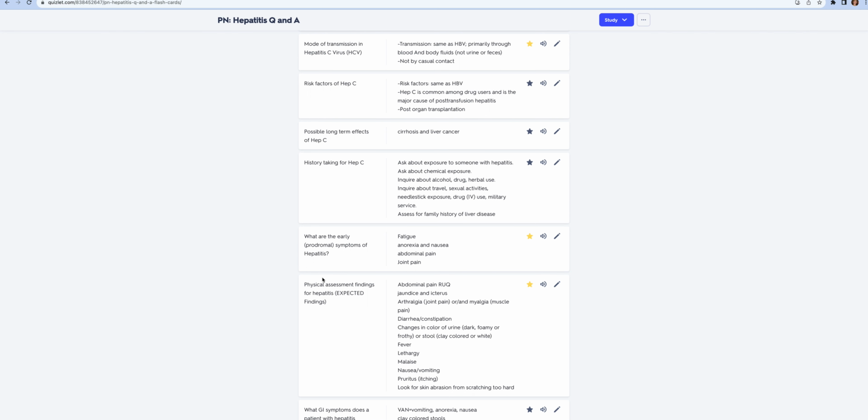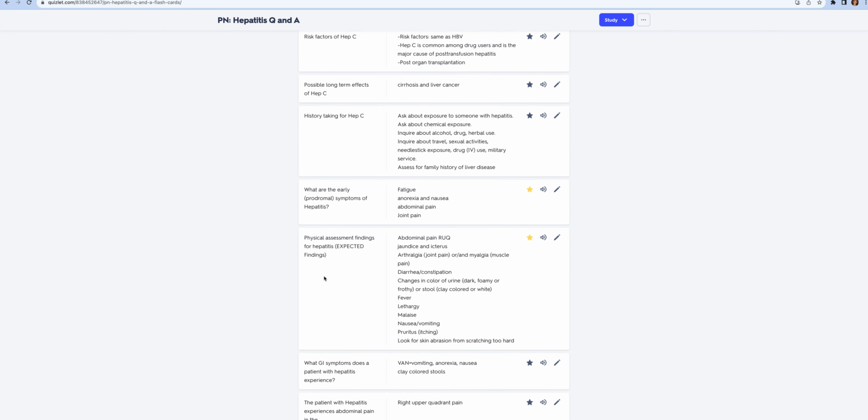Now, there are early symptoms, we call those prodromal symptoms of hepatitis. Now, the good thing about hepatitis is A, B, and C all have the same signs and symptoms, okay? So you just have to know the little difference between the transmission for each one. So the prodromal symptoms include fatigue, anorexia, nausea, abdominal pain in the right upper quadrant usually, and joint pain. So kind of like you're getting the flu. And then what you'll see is jaundice and icterus. Icterus is yellowing of the sclera of the eye.